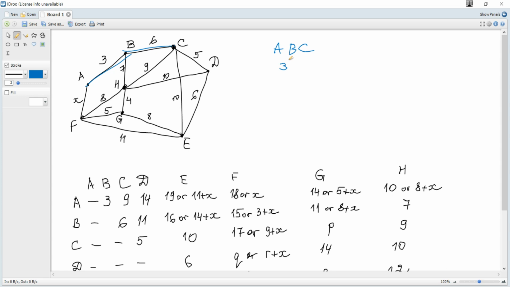Actually, the weight is not required here. To C, then to D, then to H, then to G, then to E, to F, and to A. For example, like this. The next.